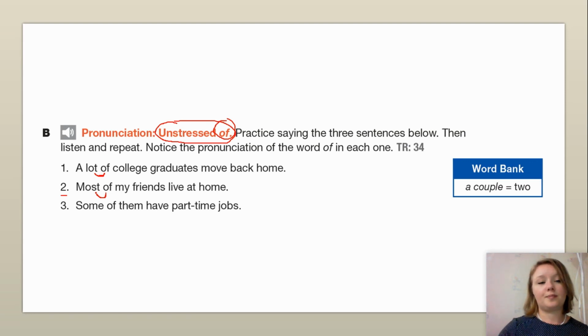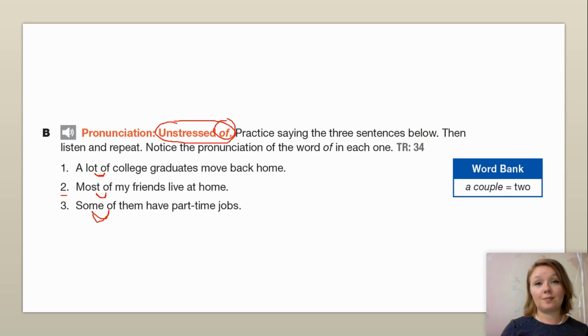And number 3, just listen. Some of them have part-time jobs. Did I say some of them? No, I said some of them. Some of them. Again, we have that linked sound, some of. Now, please listen and repeat. A lot of.